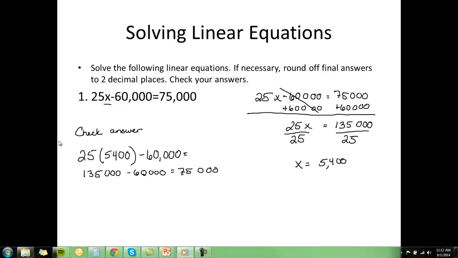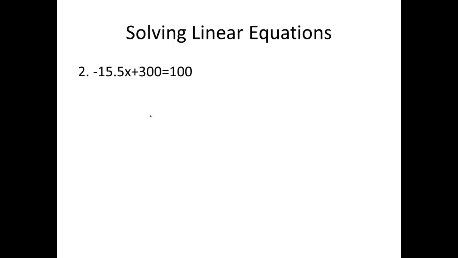Negative 15.5x plus 300 equals 100. In that particular problem, what you want to do is to subtract 300 from both sides. And when you accomplish that arithmetic, you'll have a negative 15.5x equals negative 200.